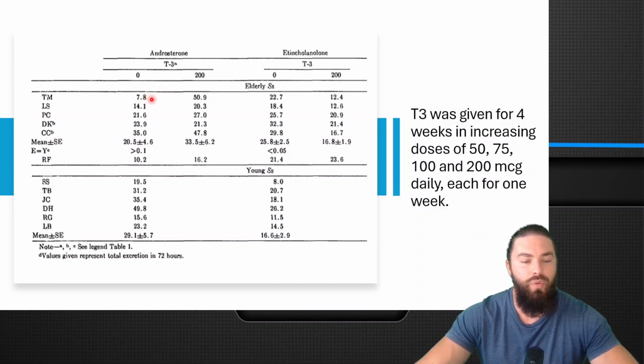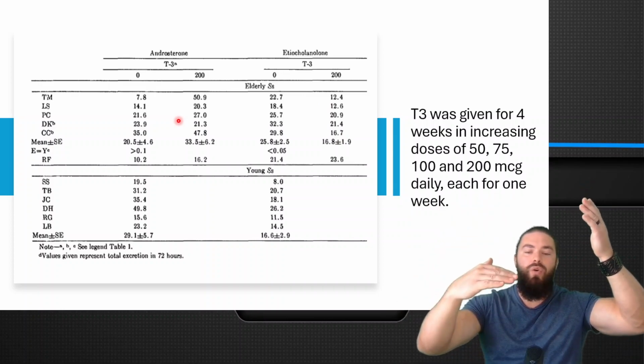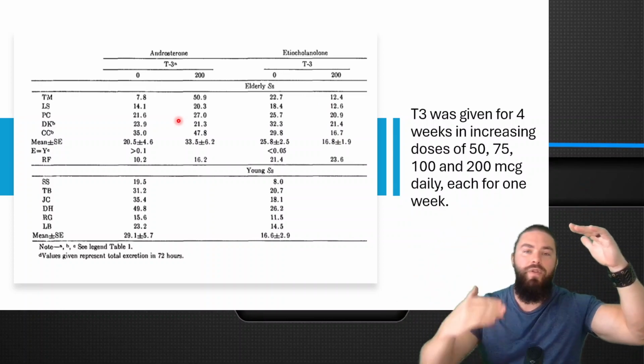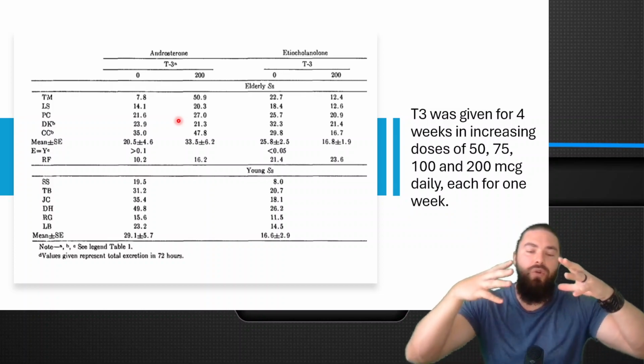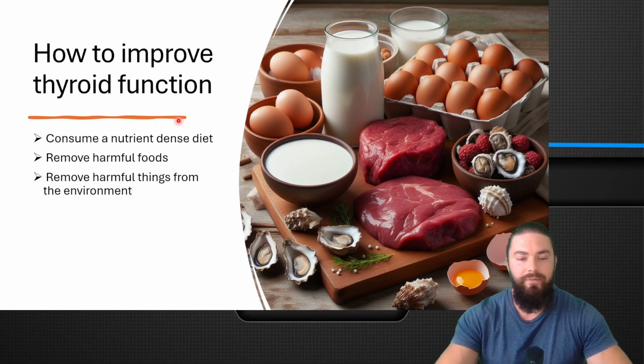And you can see that androsterone in each of these individuals massively increased. This guy was from 7.8 up to 50.9. This guy was from 14 to 20. This guy was 21 to 27. And you can see the etiocholanolone decreased. This guy was from 22 to 12, 18 to 12, 25 to 20, 32 to 21, 29 to 16. So it's big changes in the ratio, right? Androsterone goes up, etiocholanolone goes down, you improve the 5-alpha to 5-beta ratio, you have better signaling on the androgen receptor, you feel more androgenic.